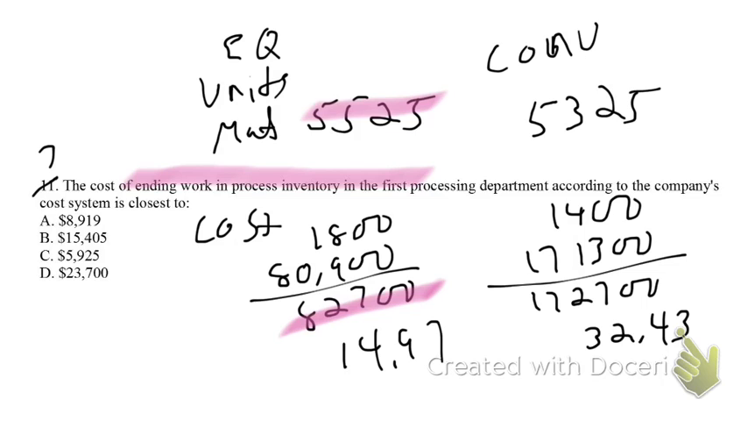So at this point now, I can go ahead and multiply my costs out. So I've got 14.97 times 325, and I have here 125 times $32.43.